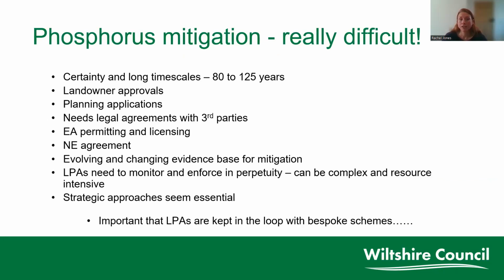So phosphorus mitigation is really difficult. I've mentioned many of the different approvals that are needed and the permitting and licensing, etc. We are finding that it's very much evolving, and there's a changing evidence base for mitigation. So we need to be on top of the latest levels that have been agreed. I think an important element that local planning authorities have to do, their role as a competent authority, is to monitor and enforce any mitigation in perpetuity. So elements can be agreed with Natural England, and then the obligation falls to the local authority to be able to monitor and enforce that. That in itself can be quite complex, and it can need a lot of resources.